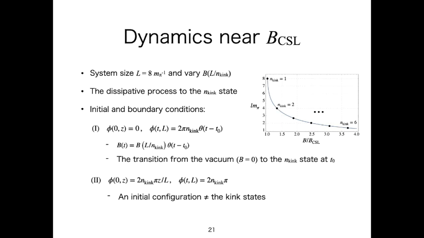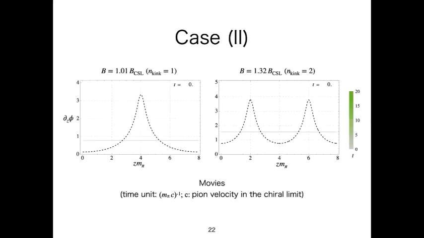So there will be a transition from vacuum to the kink state from this condition 1. As for the second case, we prepare an initial configuration which doesn't have a kink state initially. This is just a linear configuration of the pion we use for this second case. And yeah, let's see the movies.